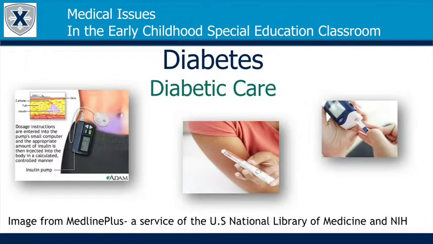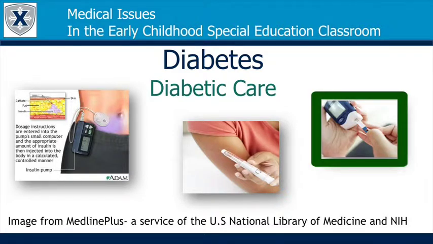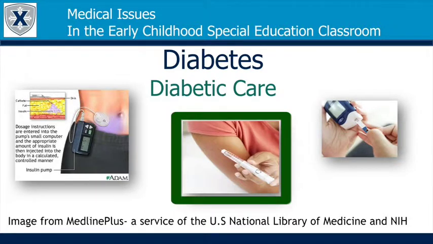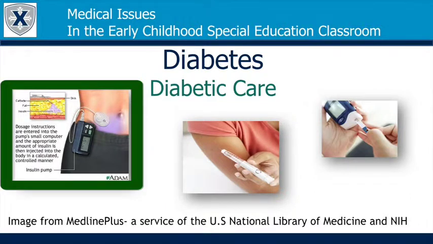And these are some methods of diabetic care. So the glucometer is the green thing, and that's what checks your blood sugar. There's different ways to control it. There's insulin shots, which is the shot, and then there's also the insulin pump.